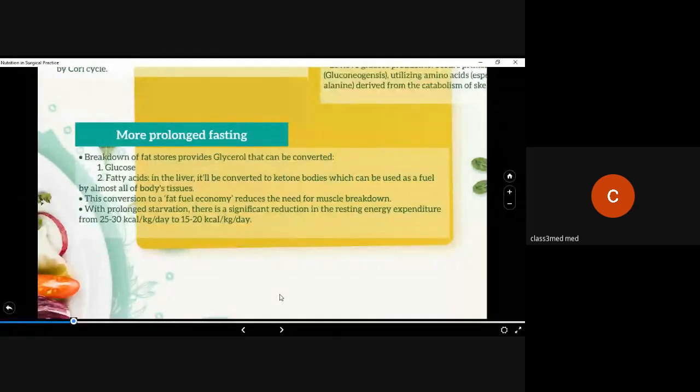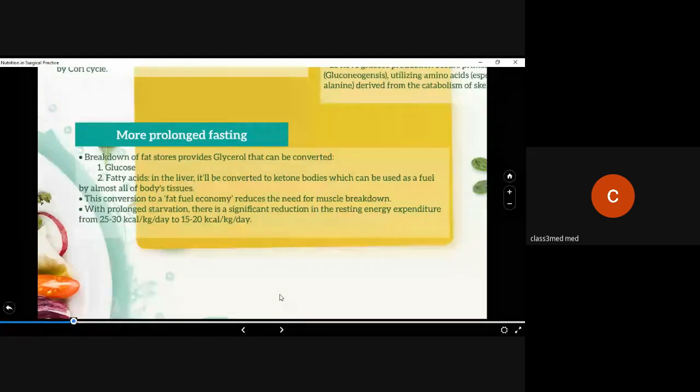So in this condition, there is no nutritional input, and the body will depend on the metabolism of the fat stores to produce fatty acids, and the fatty acids are converted to ketone bodies, and the patient will depend on these ketone bodies for its nutrition and the functionality of other organs.